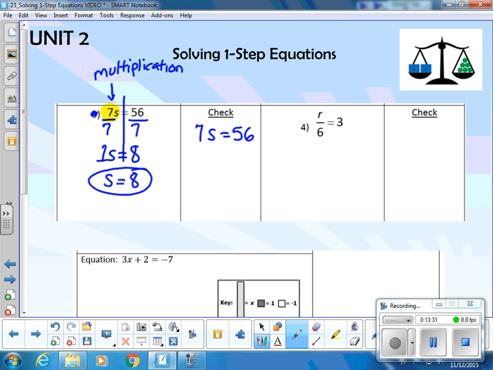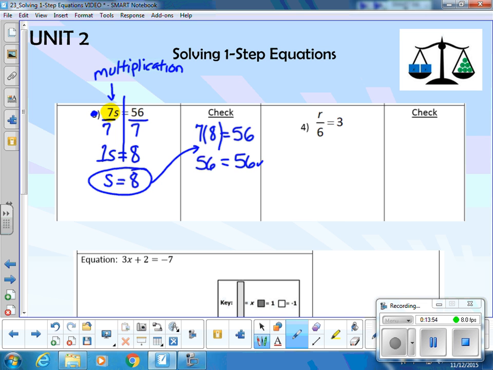But in place of s, I'm now going to put my solution. I said that s was 8. So what is 7 times 8? That's 56. Does 56 equal 56? So all I did was plug that in, and it does, so I know my answer is correct.